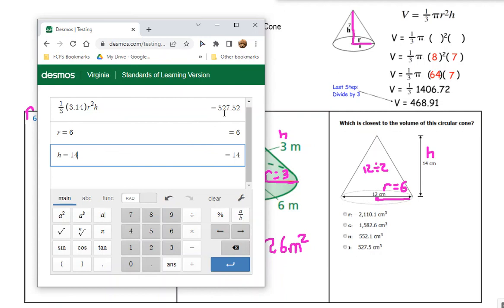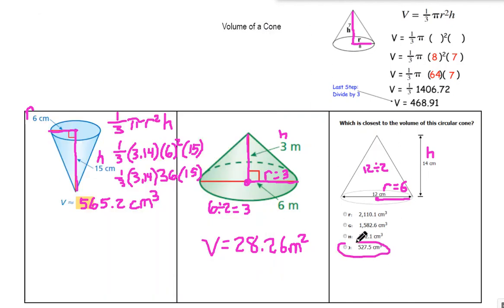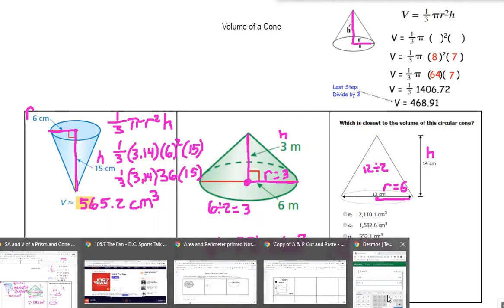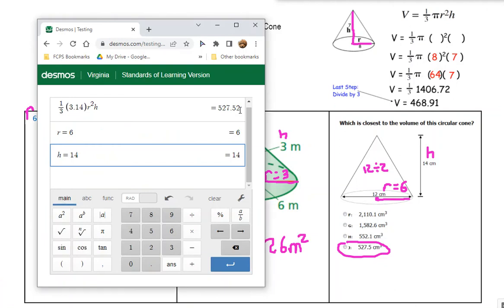And I got 527.52. So which one is the closest? Well, 527.5. That's the answer. Because if I rounded that, 5 and above, give it a shove. 4 and below, I let it go. 2 is less than 4, so I would let it go and stay at 0.5, right? So 527.5 centimeters, and you see how it says cubed, right? So volume's always cubed. Surface area is always squared, volume's always cubed.